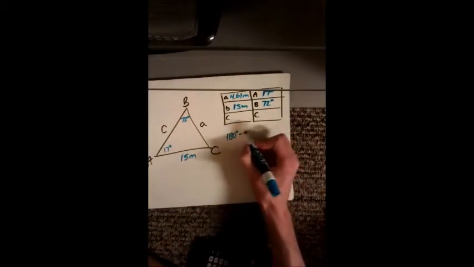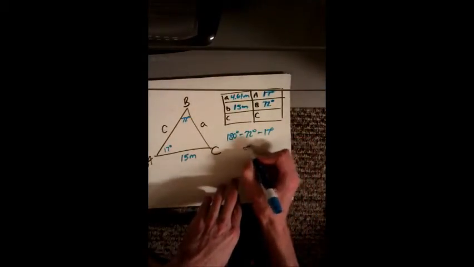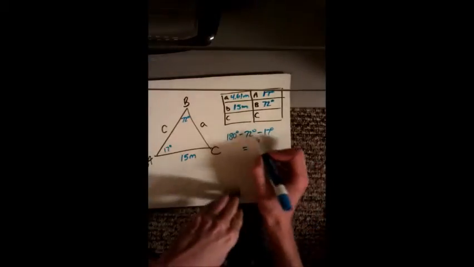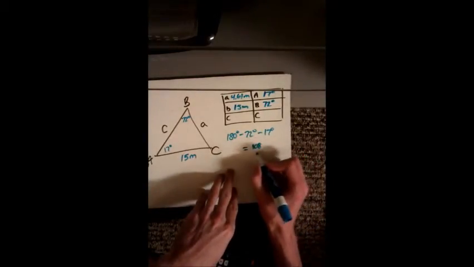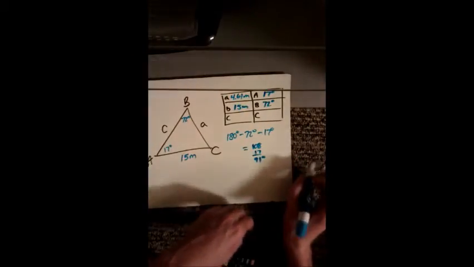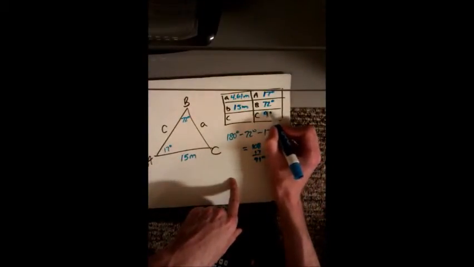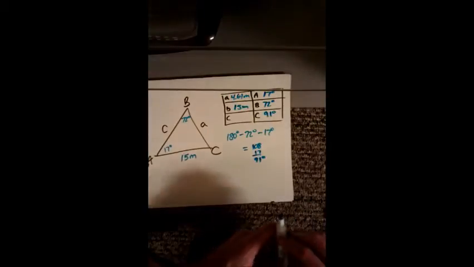So 180 minus the 72 I've got for angle B, minus the 17 for angle A, should give me what angle C is. So 180 minus 72 is 108. Minus 17 from that, I get 91 degrees. Hopefully I did that correctly. Maybe I feel really dumb if I made a silly mistake there. So we'll say 91.